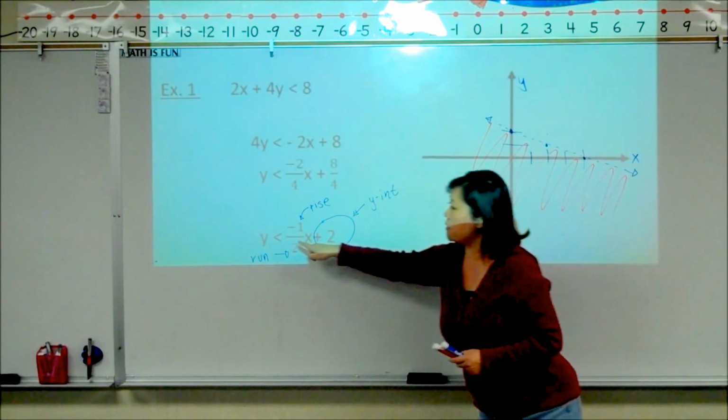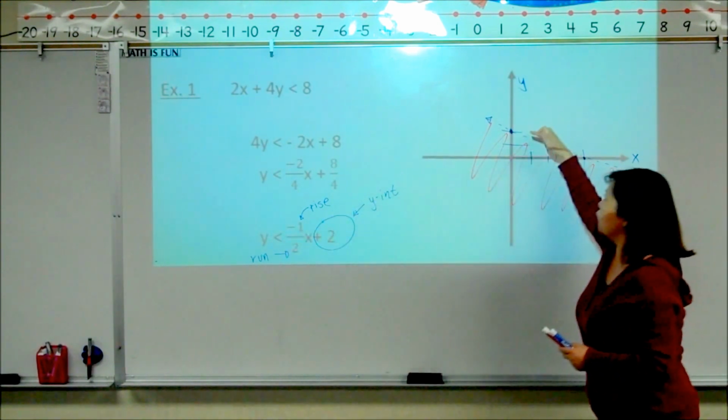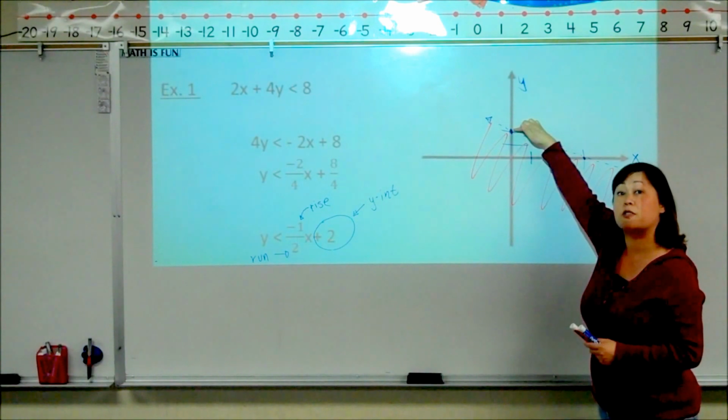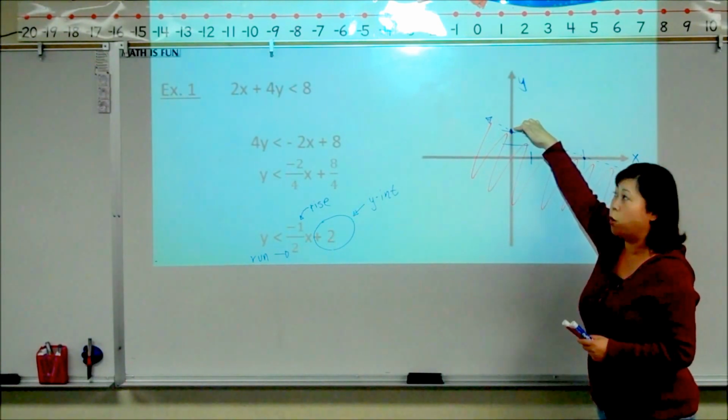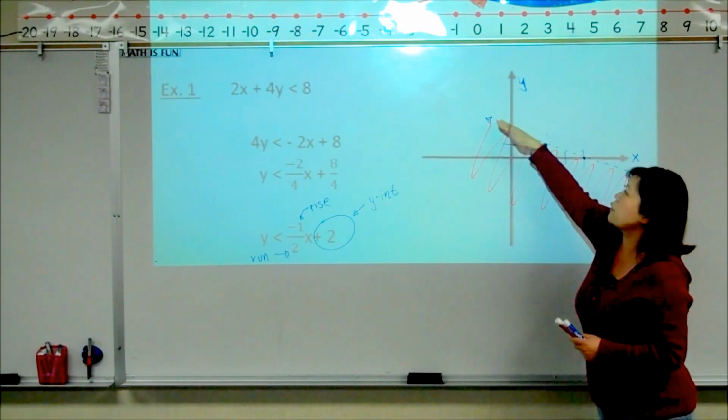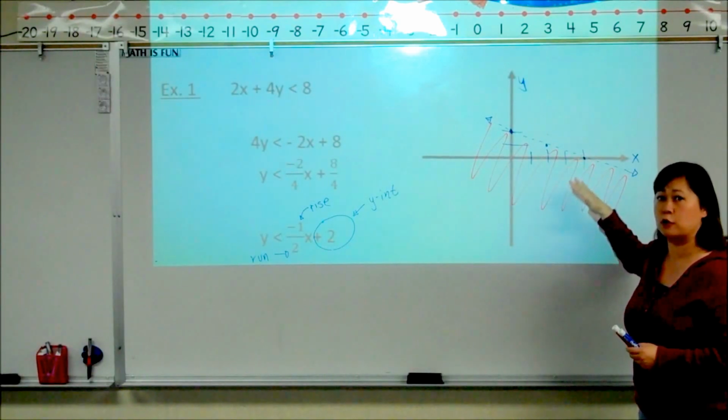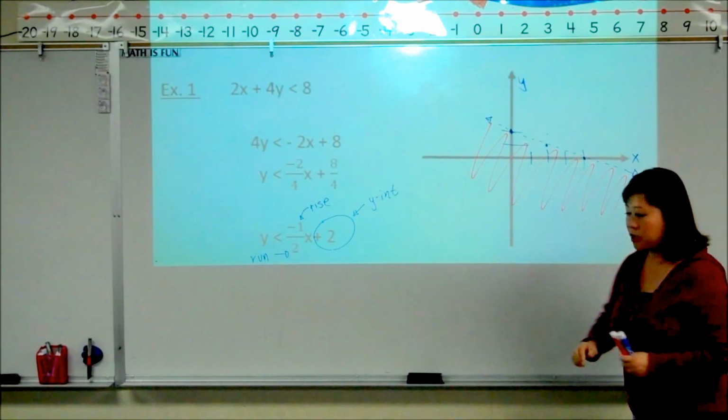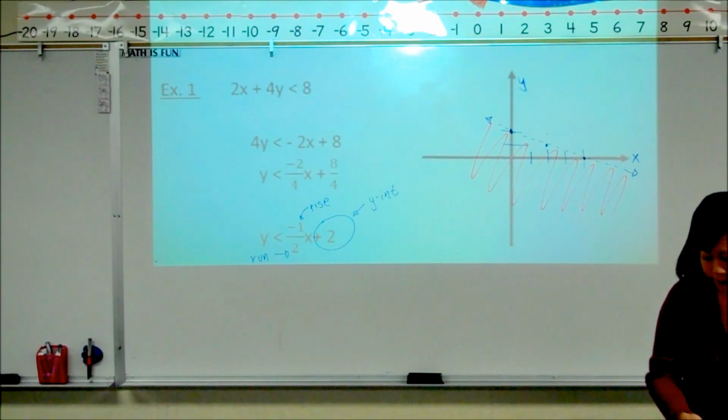And then the shading part says when y is less than. So looking at the y-intercept right here, you ask yourself, where is y less than? Y is getting less than down here, so everything down here becomes the solution. Okay? So let's go on to example 2 now.